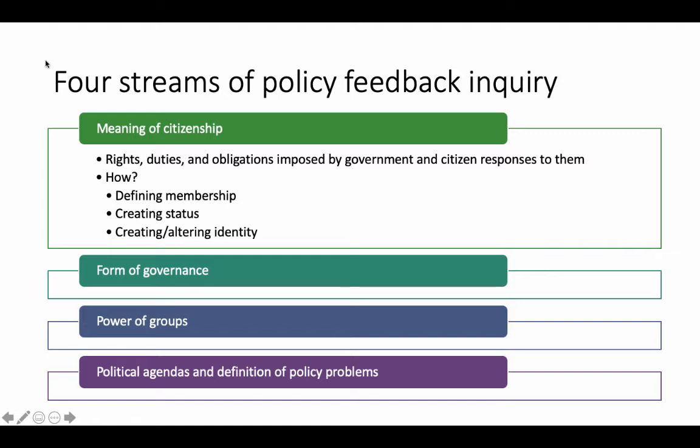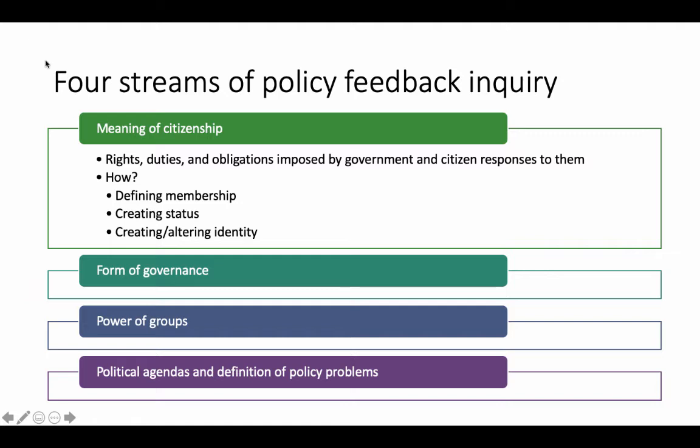Your reading pointed out, and I think this is a good way to kind of break this down, 4 streams of policy feedback inquiry in the research: meaning of citizenship, form of governance, power of groups, and political agendas and definition of policy problems. I think this provides us a good way to think about the theory broadly and to talk about its constituent parts. So when we talk about meaning of citizenship, what we are talking about are the rights, duties, and obligations imposed by government, as well as citizens' responses to them, so their political attitudes and levels of participation.